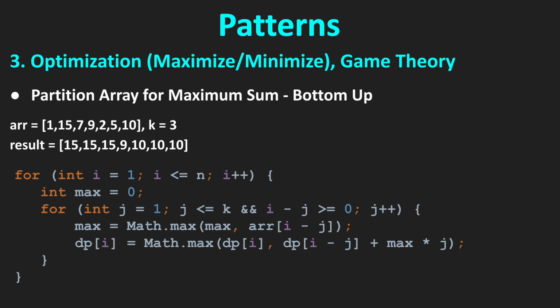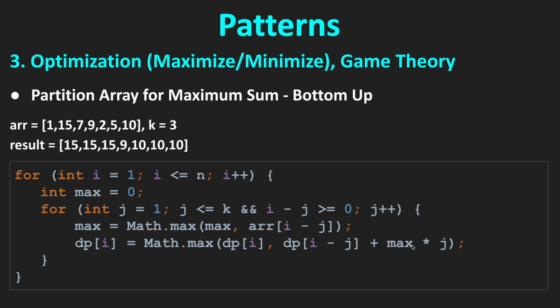And the solution is the same. At each step, we are either choosing the element or choosing the maximum within that frame, that subarray, multiplied by j, the number of elements that we have selected. Let's say in our first case we have selected 2 elements, which means we multiply that by 2, go 2 steps back, and take whatever the DP maximum value is there.